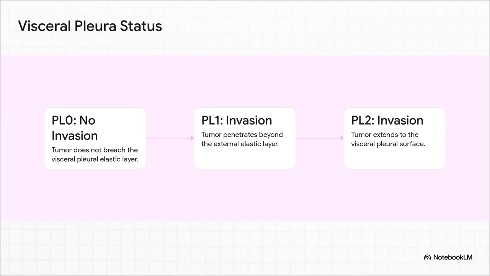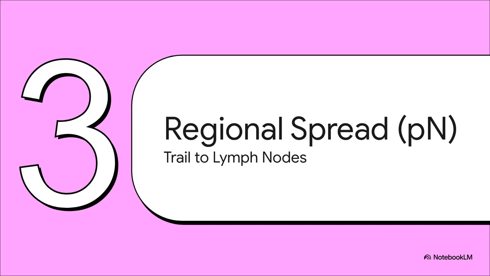And when you're looking at that pleura, you're basically putting it into one of three buckets. PL0 means the tumor is contained, no breach. But PL1, where it gets past that elastic layer, and PL2, where it hits the actual surface, both of those count as positive VPI. This is so important because finding this can upstage a T1 tumor all the way to a T2a, completely independent of its size. Okay, so we have thoroughly interrogated the primary tumor.